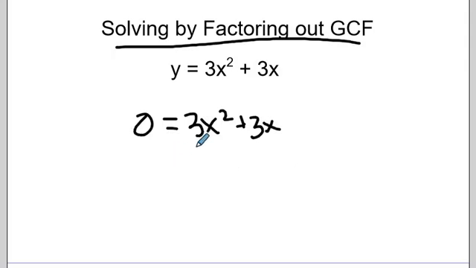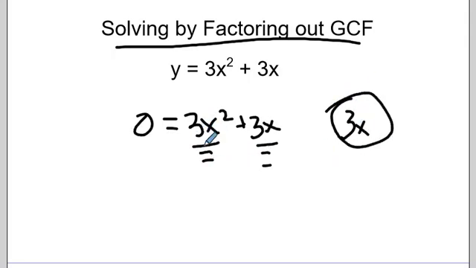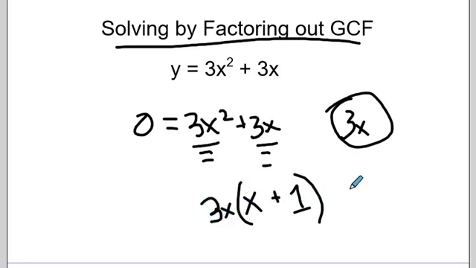Now, the GCF, or greatest common factor, of 3x squared and 3x is going to be 3x. That is the largest factor that we can divide both of these terms by evenly. So 3x squared divided by 3x is just going to leave us with x, and 3x divided by 3x is going to leave us with 1. So when we factor out the GCF, we're going to write it as a product of these two factors right here. So that looks weird. 3x times x plus 1 equals 0.